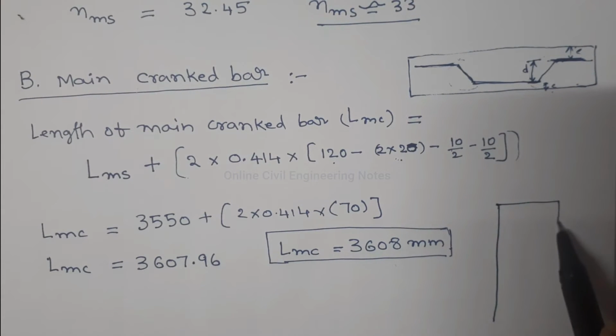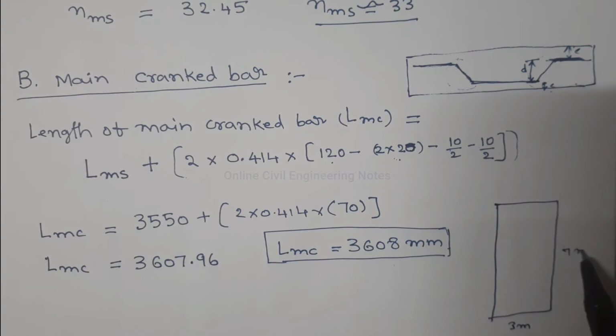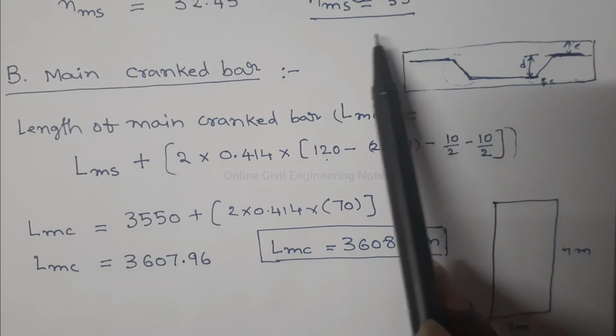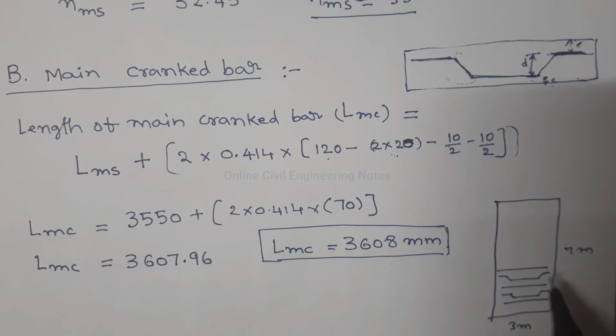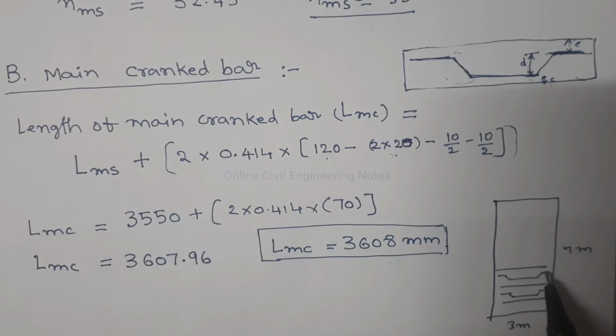In the plan of a slab, this is the shorter span, this is the 7-meter longer span. We have found out the number of main straight bars are 33. We are providing the main bars like this. Total number of straight bars are 33. Main cranked bars are 33 minus 1, 32.